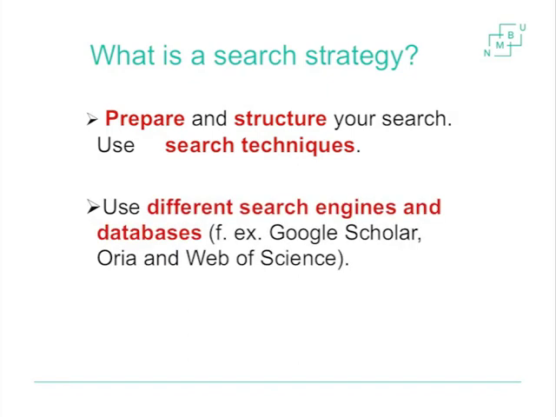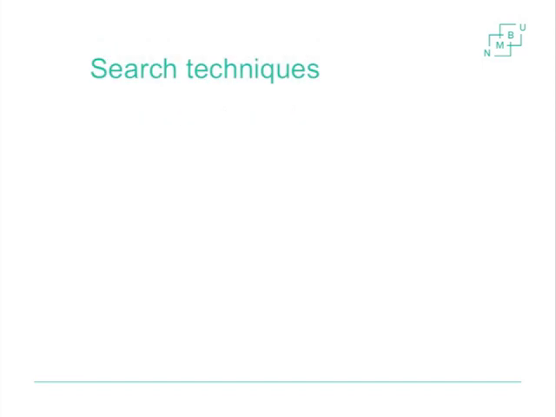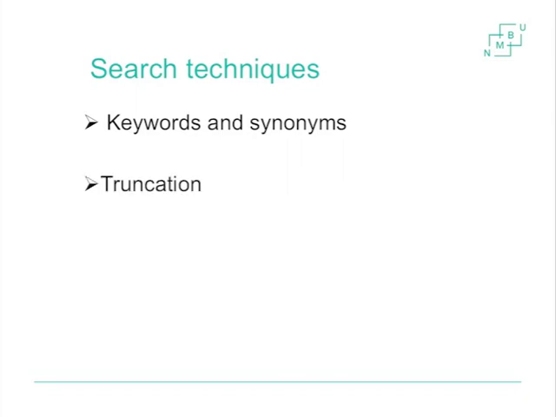Different search engines and databases will come up with different results. Therefore, it is wise to use different sources when you're searching, for example, Google Scholar, Aurea, and Web of Science. Good search techniques are part of a search strategy. I will explain those four that you can see on the slide here, because I find them most useful, and there are others that you may know.